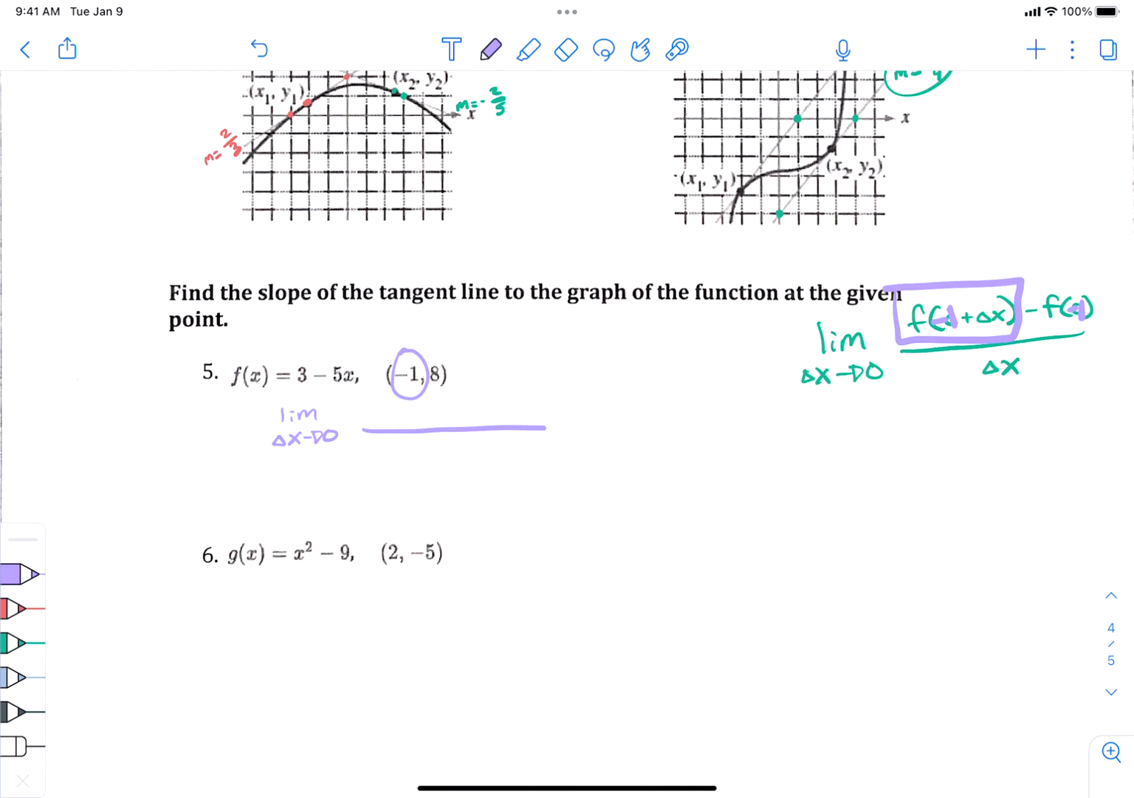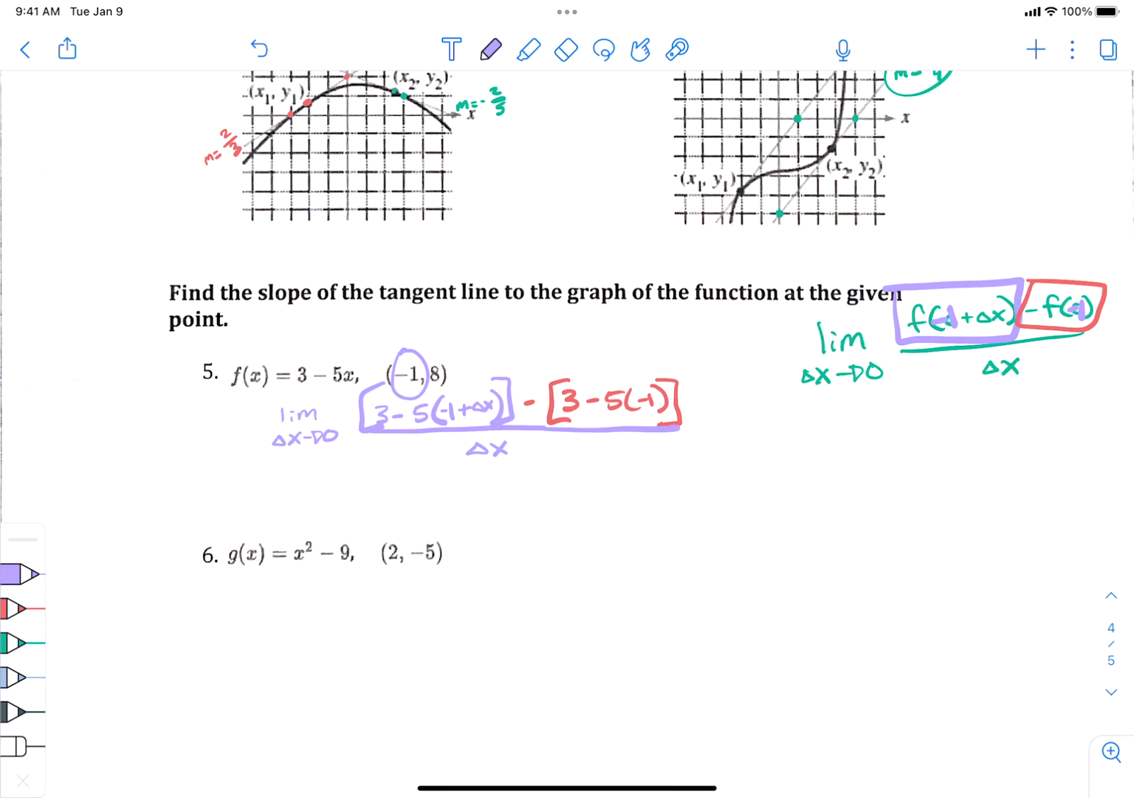What will that look like? 3 minus 5 times (-1 plus delta x). That's what that first piece looks like. Second piece, we're going to do minus f of -1. Minus f of -1 is, 3 minus 5 times -1, which is 3 plus 5, which is 8. But it'd be minus 8. We'll get to that in a second. So I'm going to extend it across with change x on the bottom.